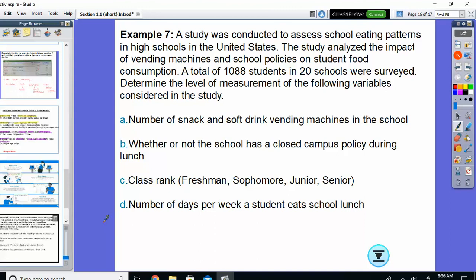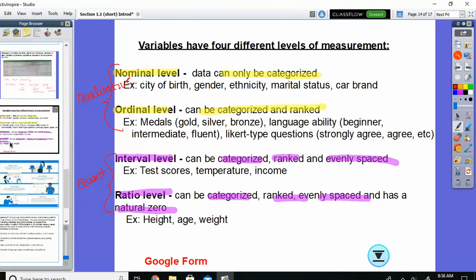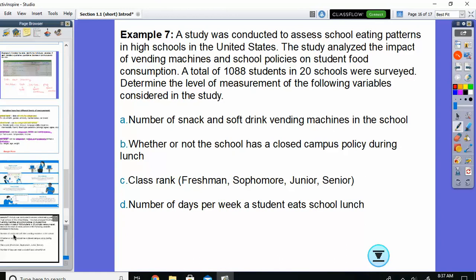Okay? So the first one, number of snack and soft drinks. So first of all, I'm talking about a number. So that's quantitative data. So which one is it probably going to be? Right, either interval or ratio. Interval does not have a stopping point. It doesn't have a natural zero, but ratio does. Does the number of snack and vending machines, can you have a zero there? Yes. So that means this is ratio data.